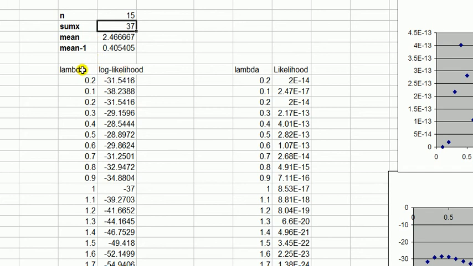So what I've got here is my lambda and log likelihood values, so just enter the formula. And also I've got the lambda and likelihood. Now, one thing about MLE: maximizing the likelihood gives you the same result as maximizing the log likelihood.